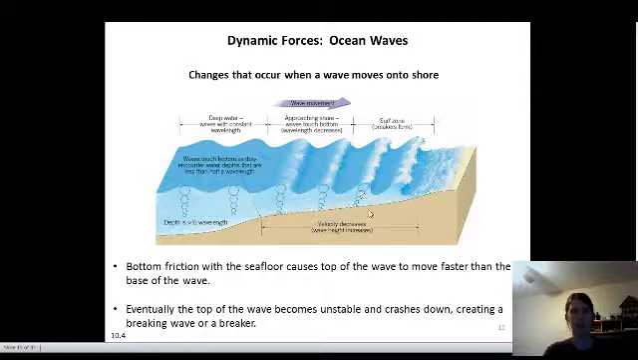And then the top of the wave becomes so unstable because, if you look, it's not balanced throughout. Here it's balanced throughout its column. It's not balanced throughout its column anymore, so as it reaches that surface, it becomes unstable, and the top of that wave crashes down, creating a breaking wave or a breaker.